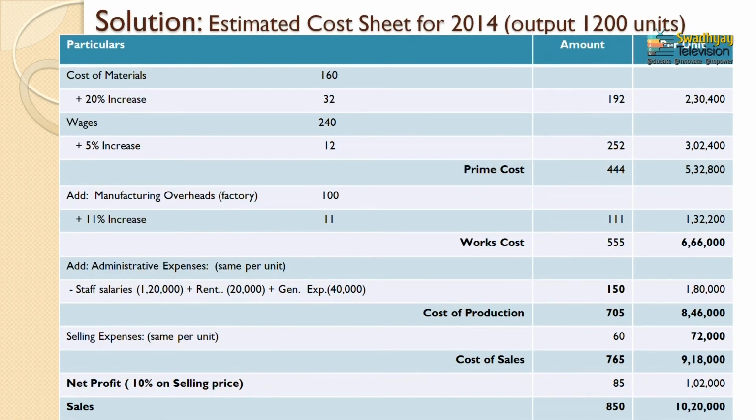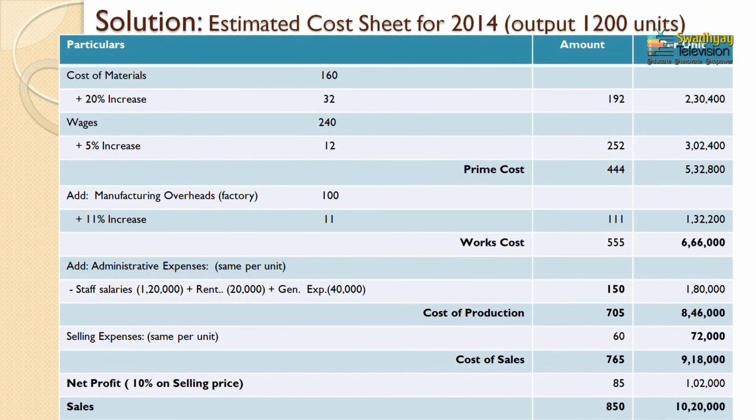So the next point is net profit, 10% on selling price or a 1/9 share of cost price, which comes to 85 rupees per unit, and multiplied by 1200 units comes to 1,02,000 rupees profit, added into the cost of sales, which comes to your sales of 850 rupees and 10,20,000 rupees. Now apply the same formula. How much percent profit were you told to charge on sales price? 10%. What is your sales price? Your sales price is 850 rupees. Charge 10% profit on 850, it comes to 85.